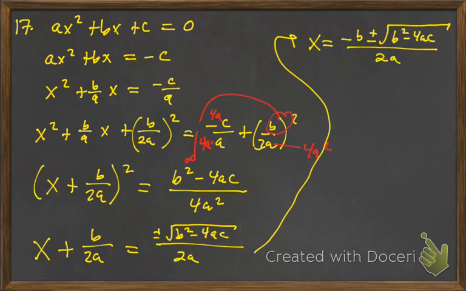So that's your quadratic formula. x is equal to the opposite of b plus or minus the square root of b squared minus 4ac, all over 2a. So to get to the quadratic formula, we have to do completing the square. One of the consequences is that both completing the square and the quadratic formula will solve any quadratic equation.